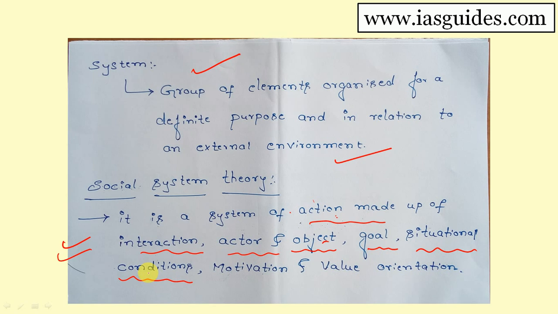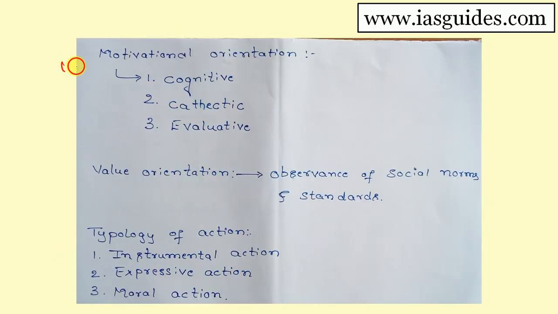And when it comes to the motivational orientation of an actor, Talcott Parsons says there are three motivational orientations for an actor. According to him, the first motivational orientation is cognitive orientation. Cognitive orientation means an actor's perception. That is what is known as cognitive orientation.